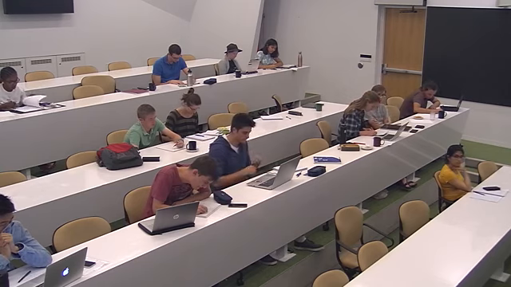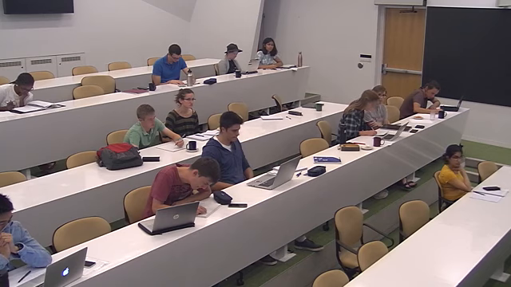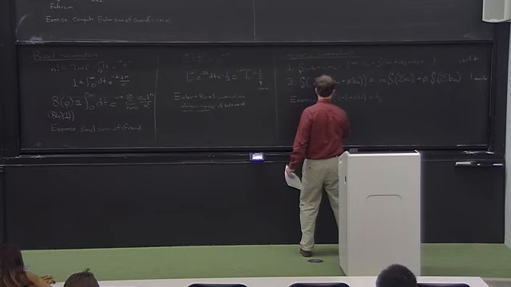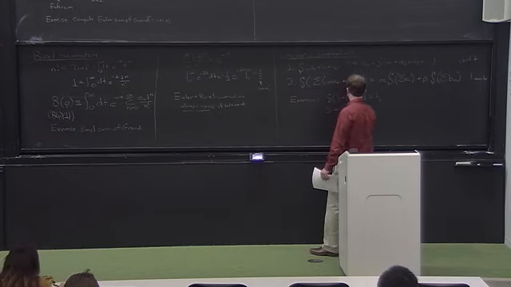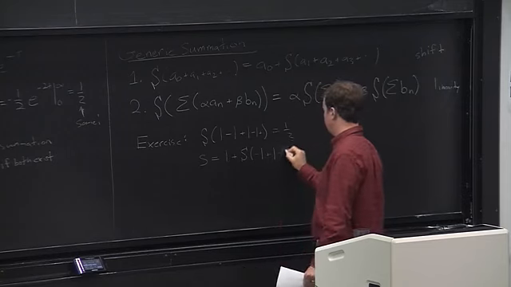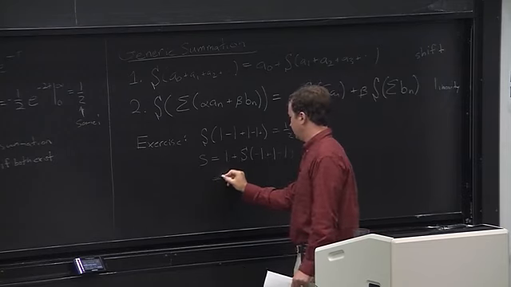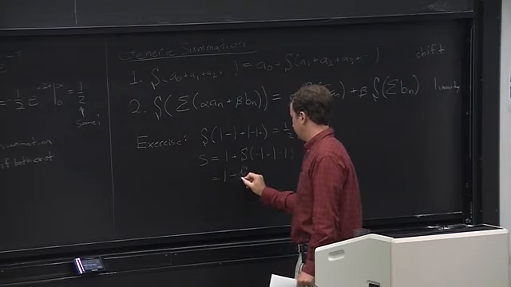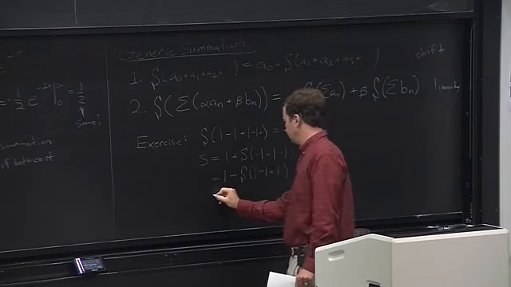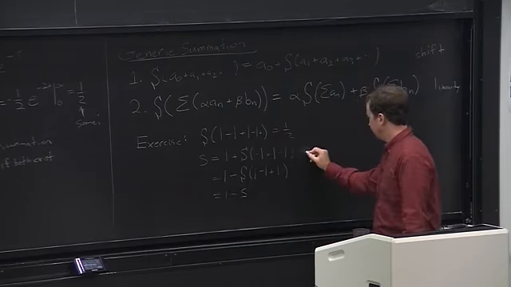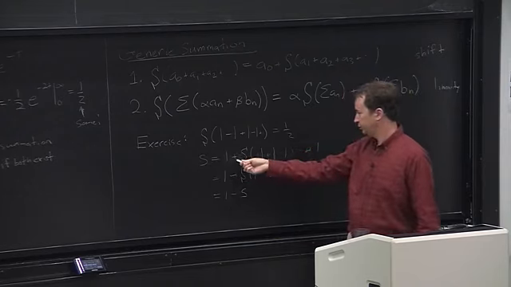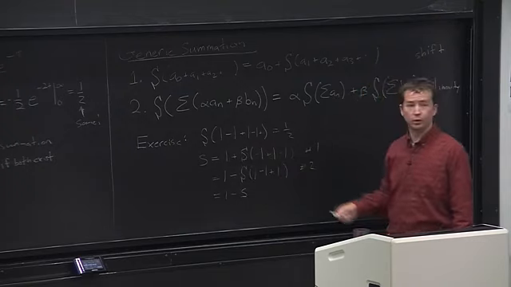Can somebody walk me through this one? Yes. By the first property, the sum should equal 1 plus s starting with -1. Okay. But then the sum starting with -1 is the negative of the original sum, by the second property. Good. This is property number 1, property number 2. So if S is the sum of the whole series, S is 1 minus S, or S is a half.